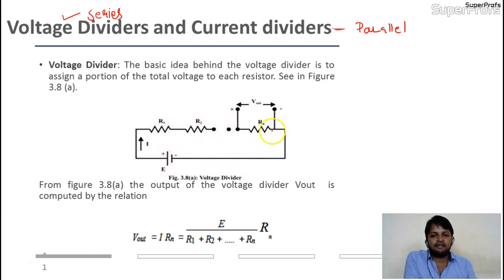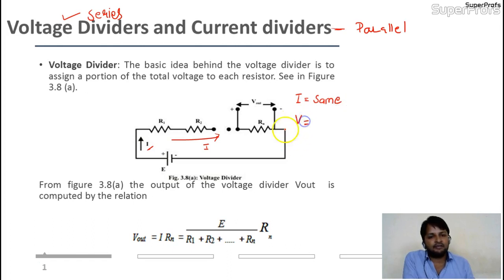If you connect the various elements in series combination, the current will flow in the circuit and that current will be the same for all. This I will flow in the circuit and the same current will flow in R1, the same will flow in R2 and the same will flow in Rn. So in the series circuit, the current is the same. Is it okay? For the series circuit, the current is the same for all.